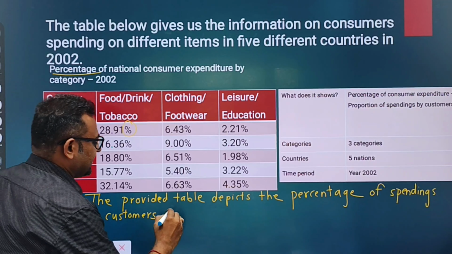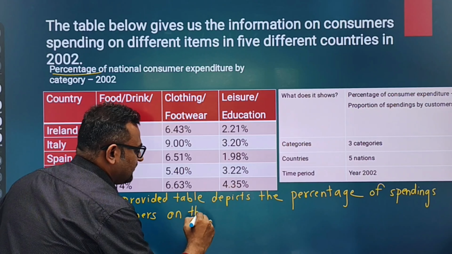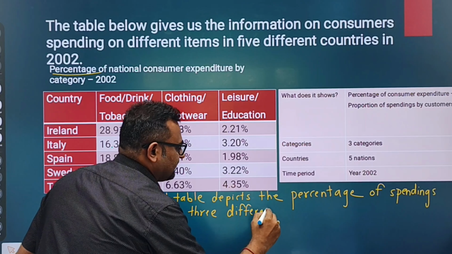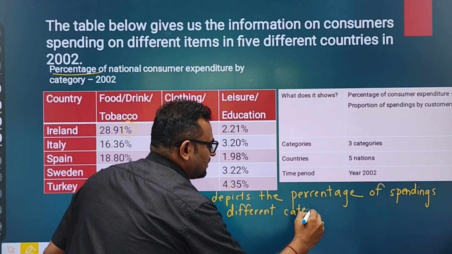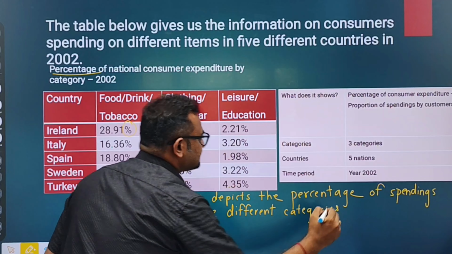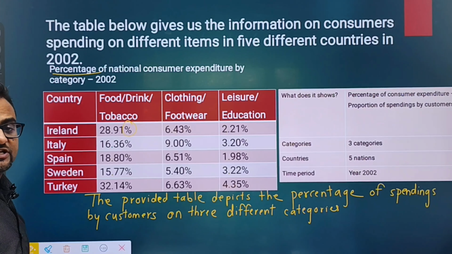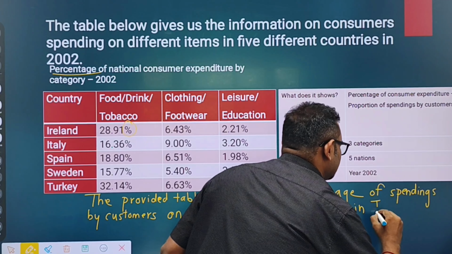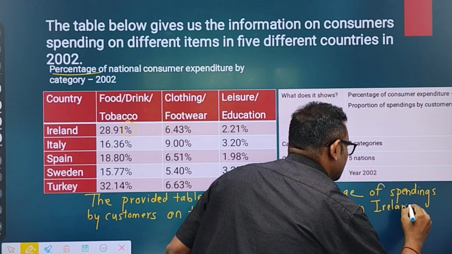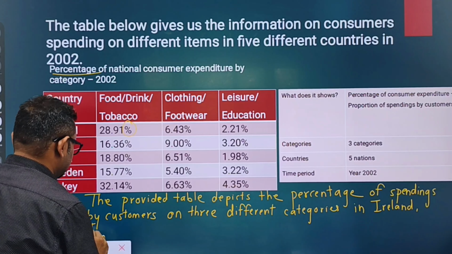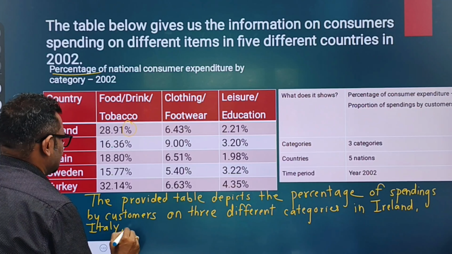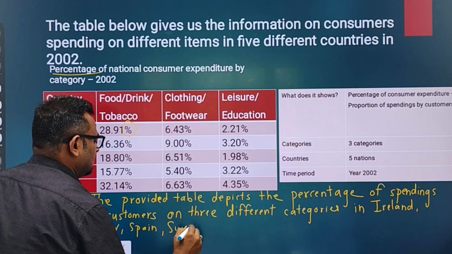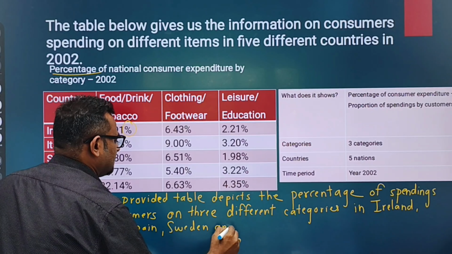I will prefer to write three different categories. Which countries? There are five countries given. So just list down Ireland, Italy, Spain, Sweden, and Turkey.